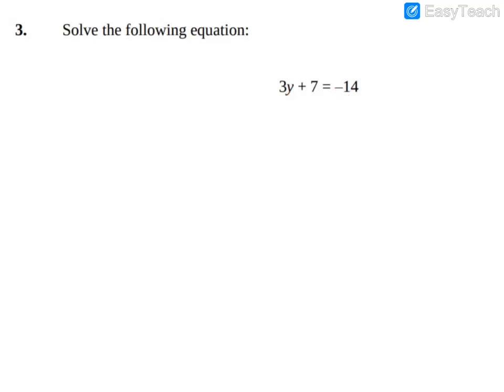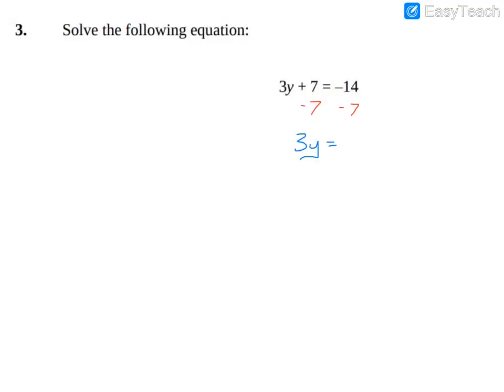And the first thing we're going to want to do is to take away this plus 7. So we're going to do the opposite of adding 7, and the opposite of adding 7 is subtracting 7. And because I've subtracted 7 from the left, I better do the same thing from the right, otherwise they're not going to be equal anymore. So if we do that, we're going to be left with 3y. I had a 7, but I've taken it away, so it's just 3y on the left.